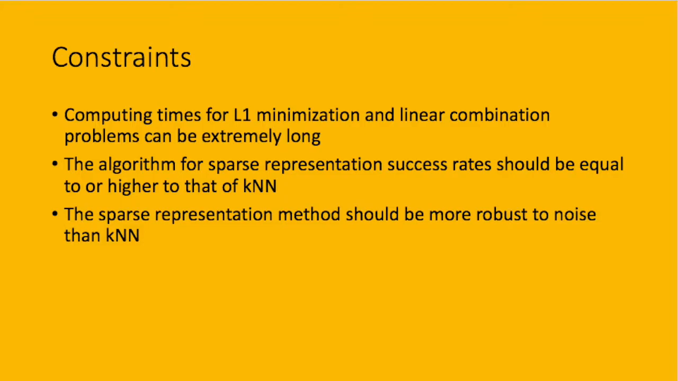Another constraint we had was that the algorithm for sparse representation should produce higher success rates than that of the KNN model, and we implemented our code and adjusted our algorithm to try to achieve those success rates. Another big part of sparse representation is that it should be more robust to noise. So one thing we looked out for was really making sure the algorithm for sparse was more robust to noise than the KNN model, and that we achieved those.